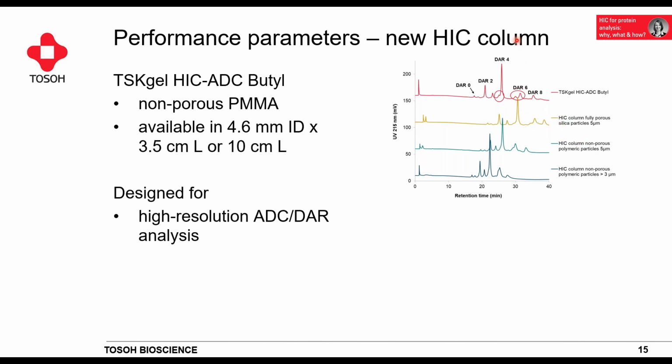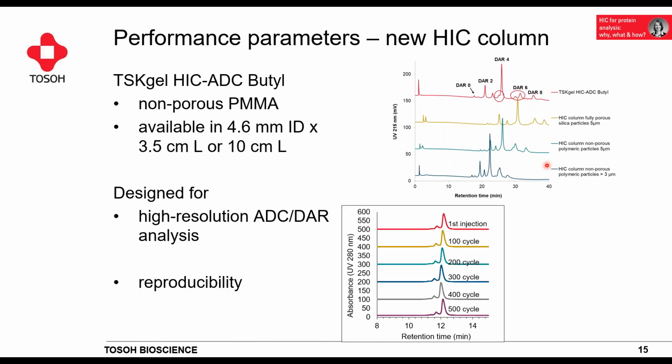For instance, if we look into the R4 peak, we do see this small shoulder that is not visible in any of the other columns. Same is true for R6, where we have a double peak basically, and this can hardly be seen on any of the other columns.